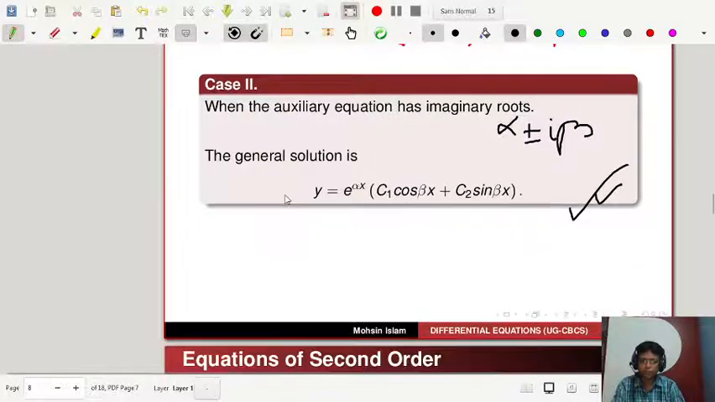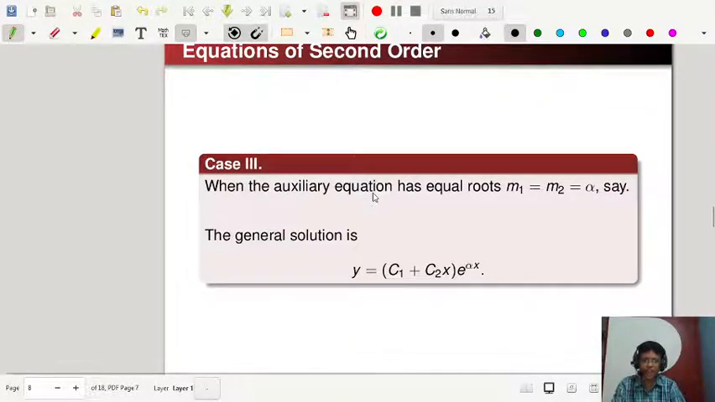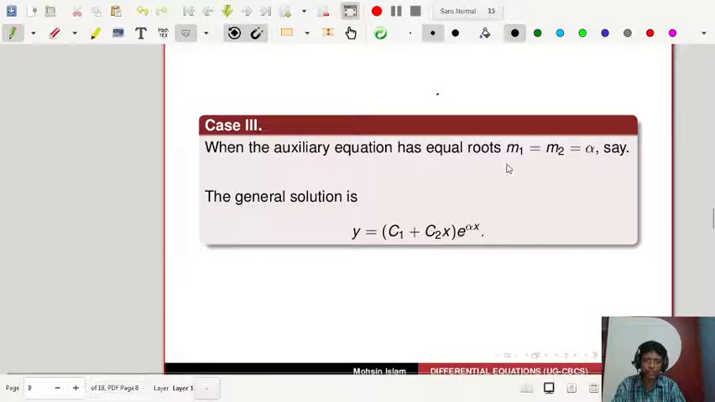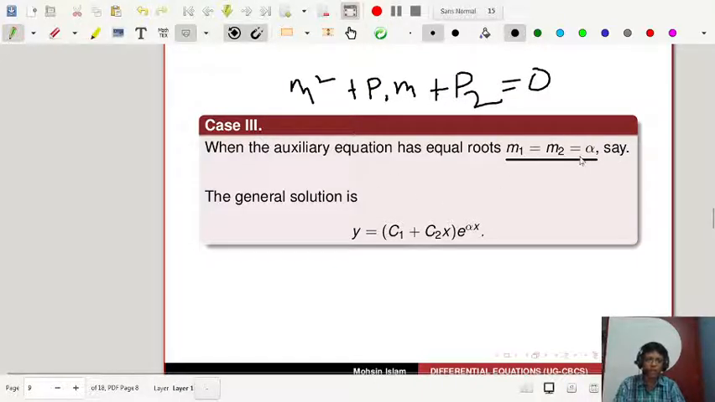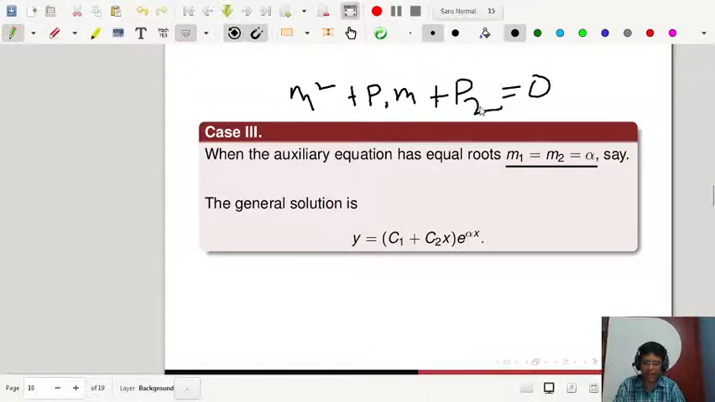Now next we have case 3. When the auxiliary equation has equal roots, that is m1 equal to m2 equal to alpha. So your auxiliary equation is m square plus p1m plus p2 equal to 0, right? So if you have equal roots, m1 equal to m2 equal to alpha, then the general solution will be like this. We will look into this also. Let me analyze this. If your quadratic equation has equal roots, then your discriminant will be 0. So in that case you have p1 square equal to 4p2, right?